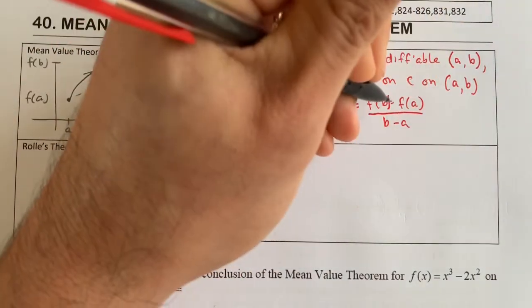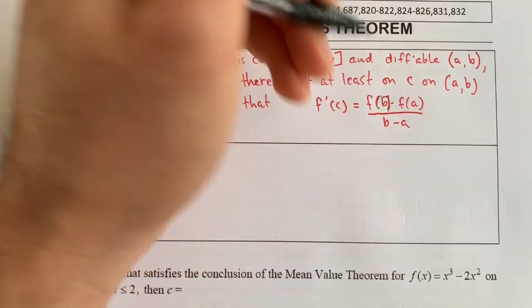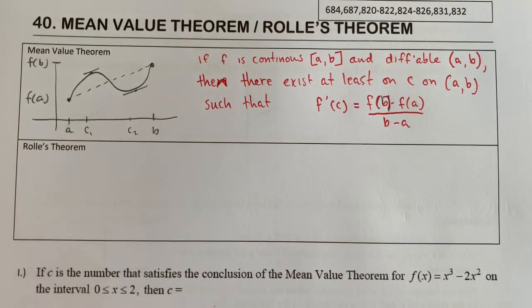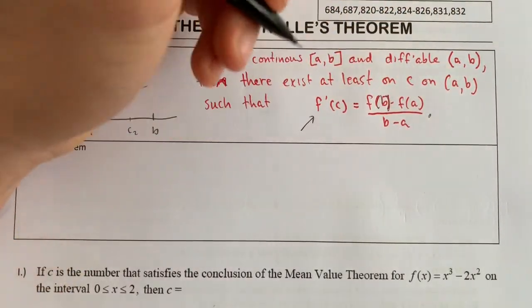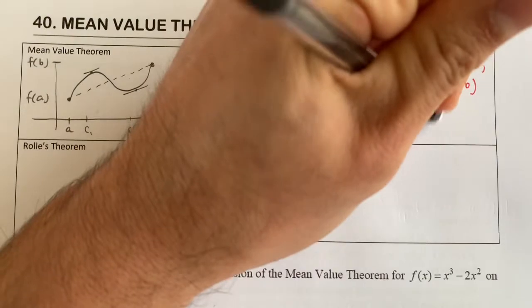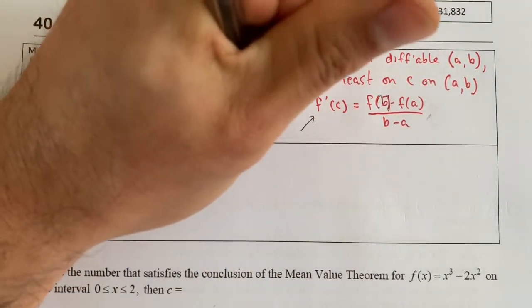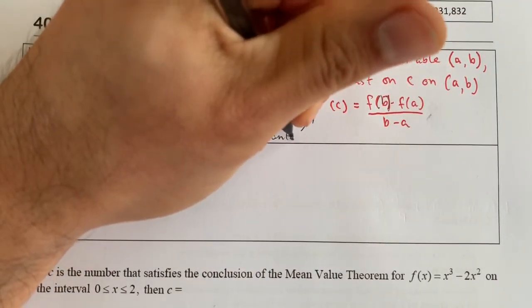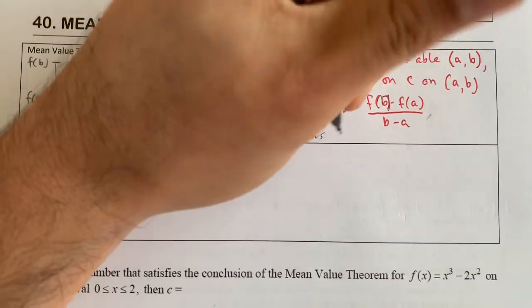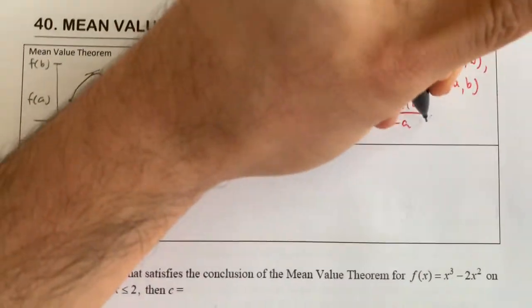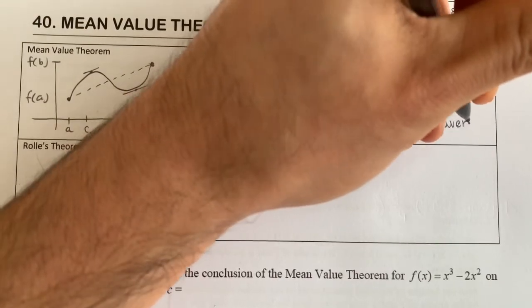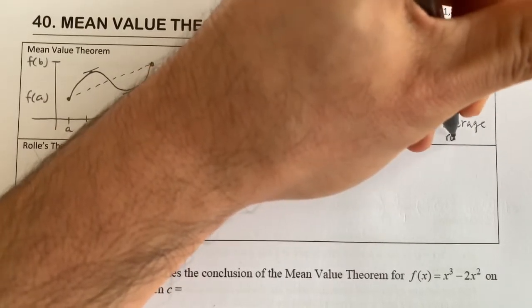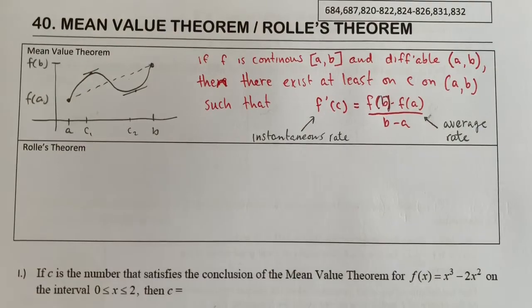Sorry, this parenthesis looks sloppy, but I think you get the idea. And then I'm just going to point out to add to this that this value is the instantaneous rate. And then this value is the average rate.